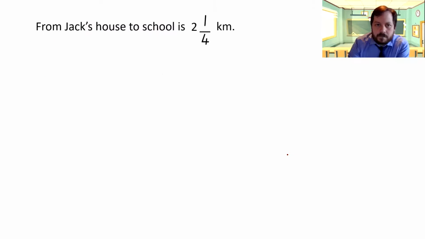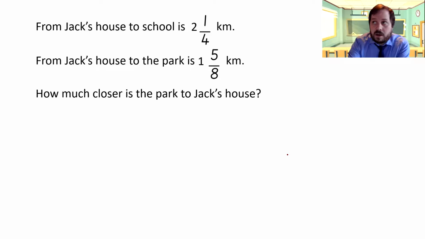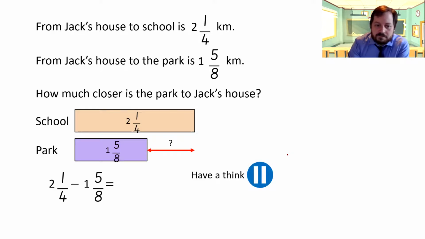Okay. So from Jake's house to school is 2 1/4 kilometers. From Jake's house to the park, it's 1 5/8 kilometers. How much closer is the park to Jake's house? So school is 2 1/4 kilometers. The park is 1 5/8, and we're trying to find that missing value there. So we're just doing a standard subtraction. Have a go. See what you think.